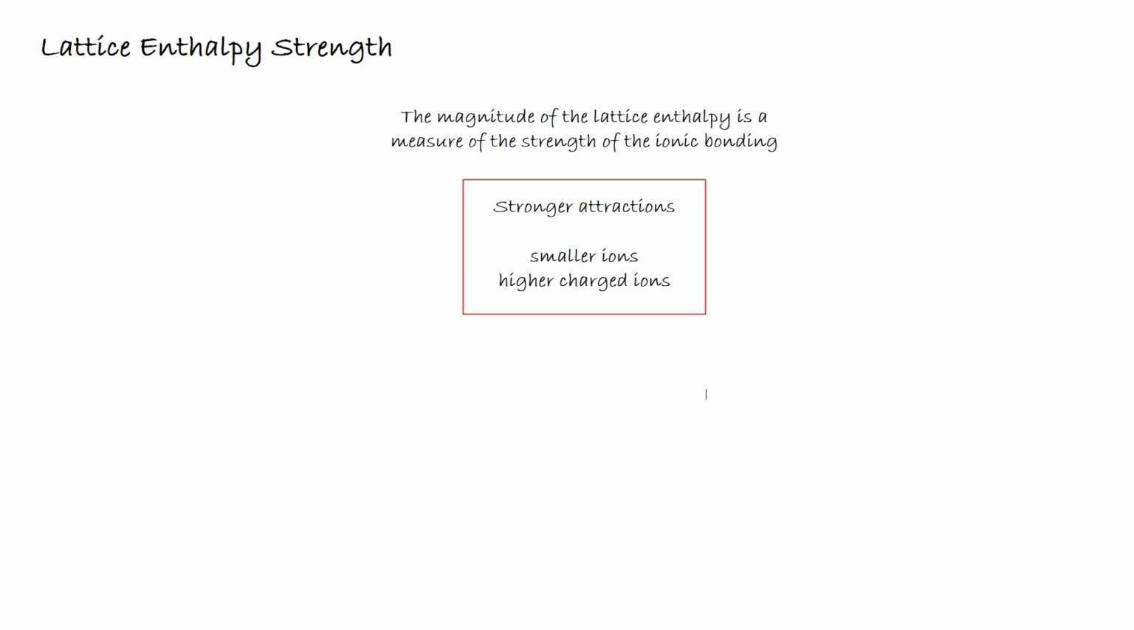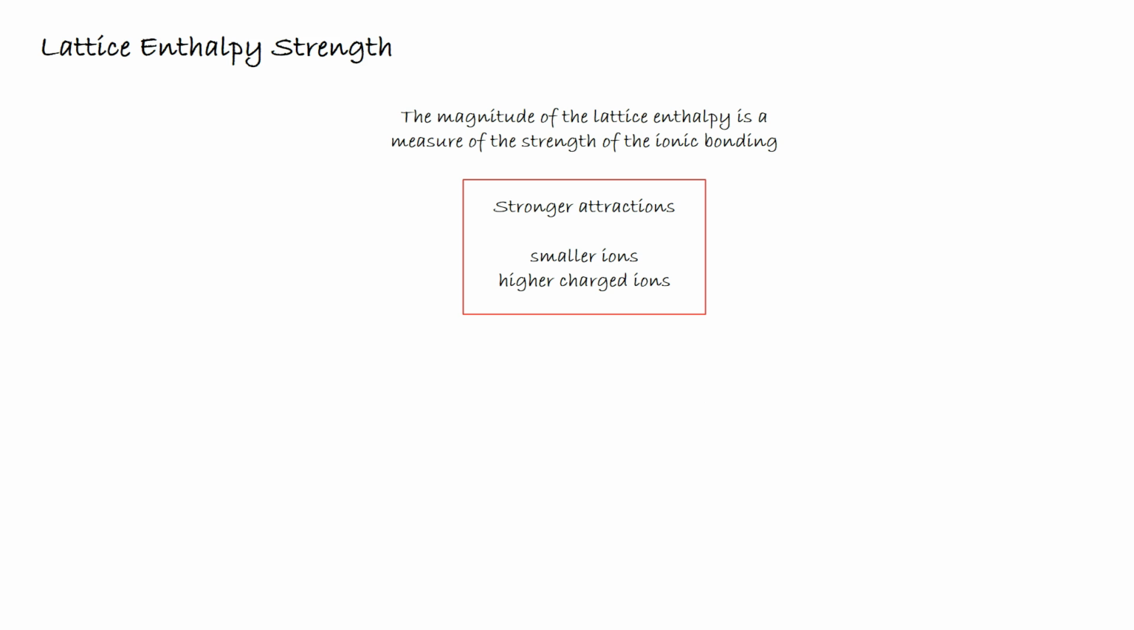Before we have a look at how we determine the lattice enthalpy of dissociation and formation, we'll just look at what determines its strength. The magnitude of the lattice enthalpy is a measure of the strength of the ionic bond in the lattice. In other words, it will determine things like its melting point. The stronger the attraction, the greater the lattice enthalpy, and you will get stronger attractions when we have smaller ions and higher charged ions.